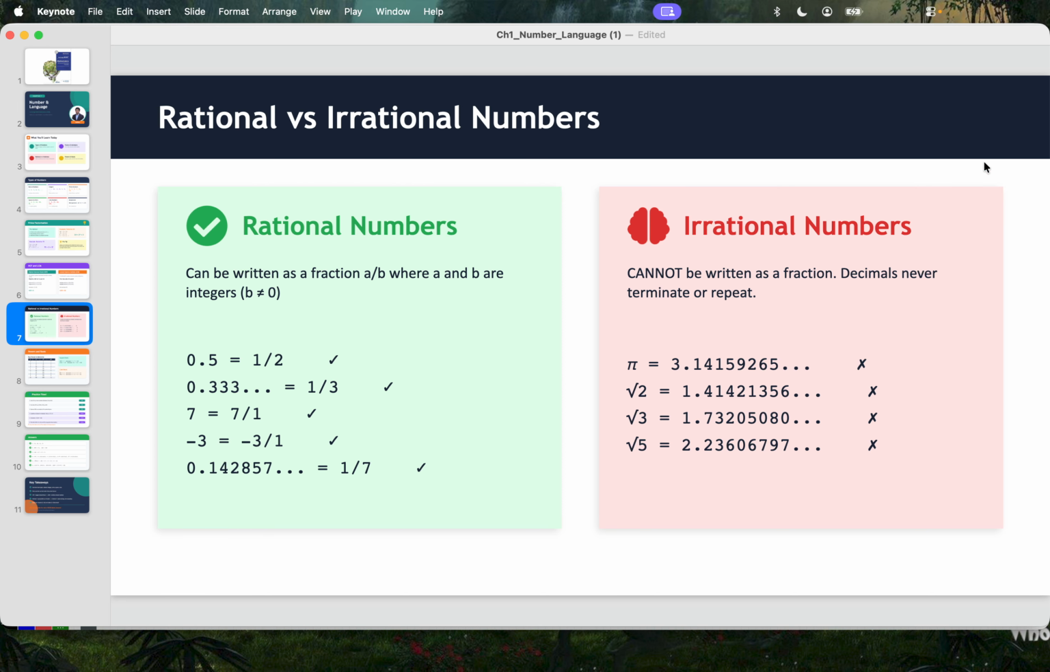Similarly, irrational numbers. In irrational numbers, you cannot write the number as a fraction, so you cannot represent it in a by b form. For example, pi is a very famous irrational number that we have, that is 3.14159, and these digits never terminate. And root 2, root 3, root 5, all these are called irrational numbers.